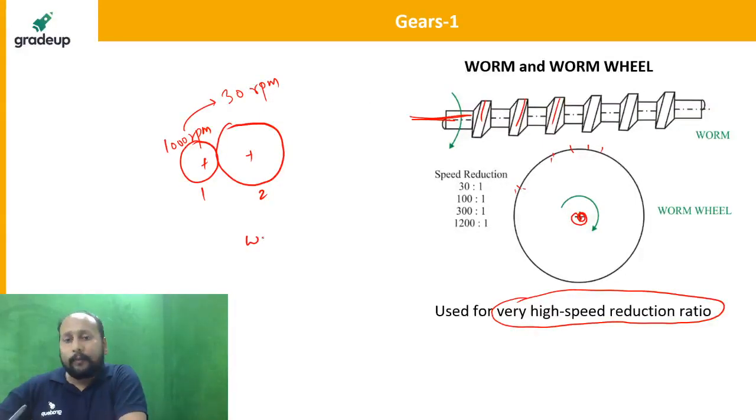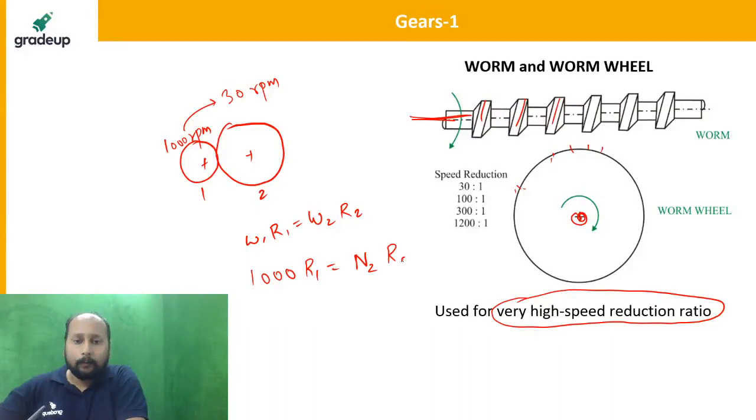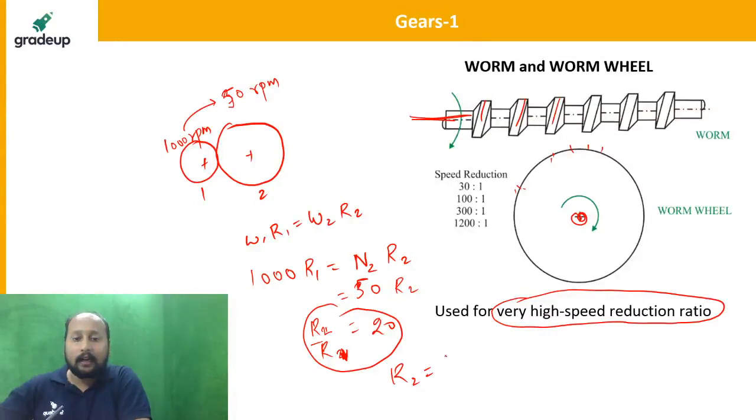If you see, omega 1 R1 is equal to omega 2 R2. Now omega 1 I can write in terms of N. So this is 1000 into R1 is equal to N2 into R2. And if I want to have 30 RPM, this will be 30. Let us take it as 50 so that your calculation will be much easier. So what is the ratio of R2 by R1? This will be 20. That means your R2 is equal to 20 times R1.